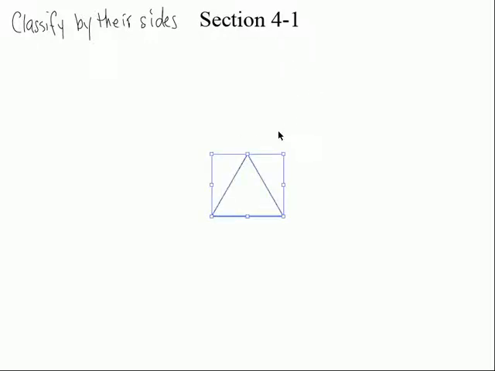All right, we classified them by their angles. Now we're going to classify the triangles by their, what? Their sides. Good. All right, so let's talk about them. We're not going to talk about whether the angles are equal to each other or what kind of angles we have. What we're going to do is classify them by their sides.